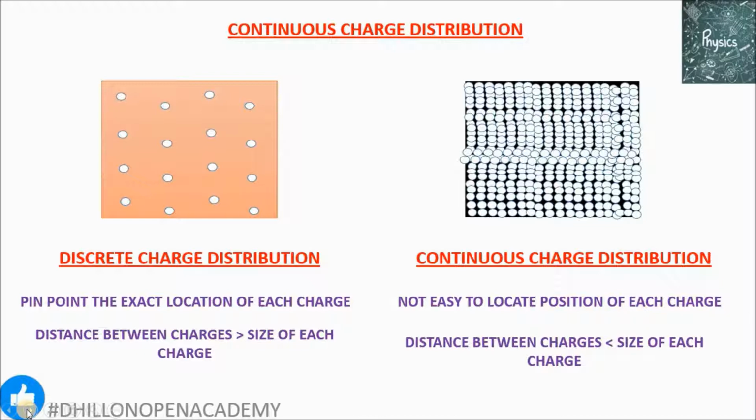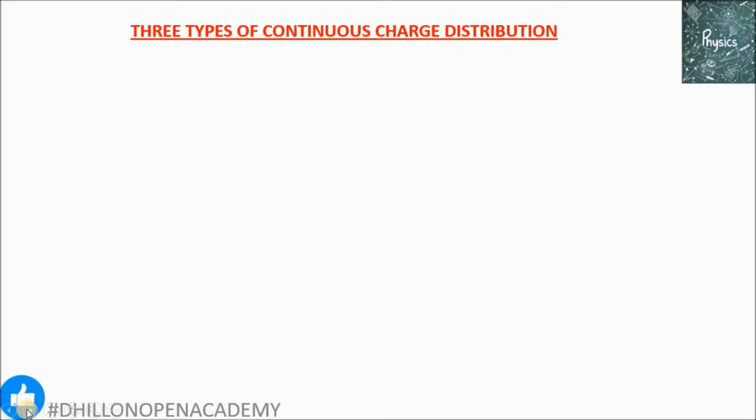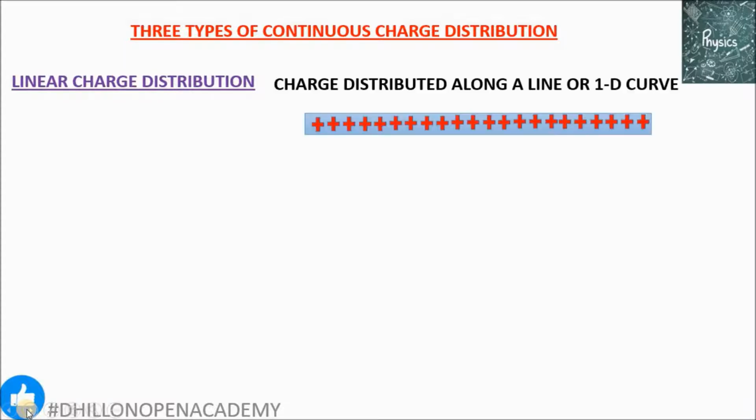Today we are going to learn how to find the electric field for such continuous charge distributions, which are certainly not point-sized. Before that, there are three types of charge distribution. First, linear charge distribution. Charge distributed along a line or a one-dimensional curve is called a linear charge distribution. For example, if the charge is distributed on a thin wire or a string, we call that a one-dimensional, linear or line charge distribution.